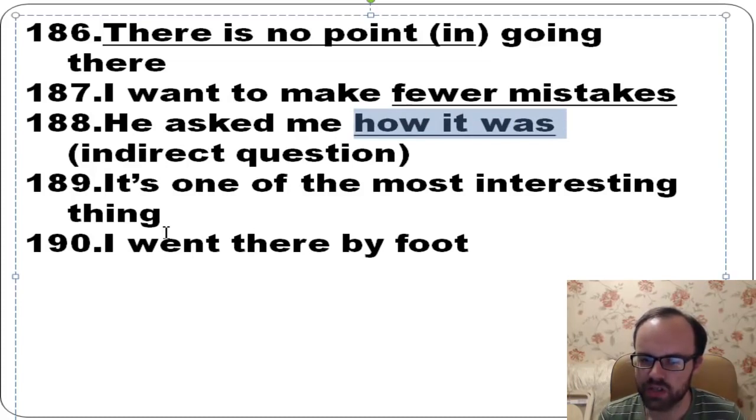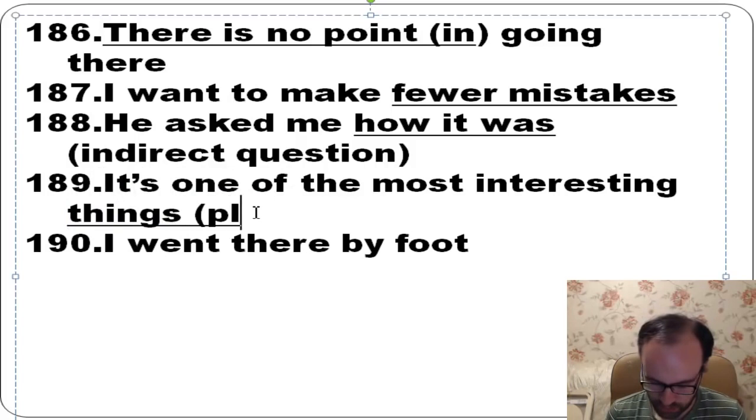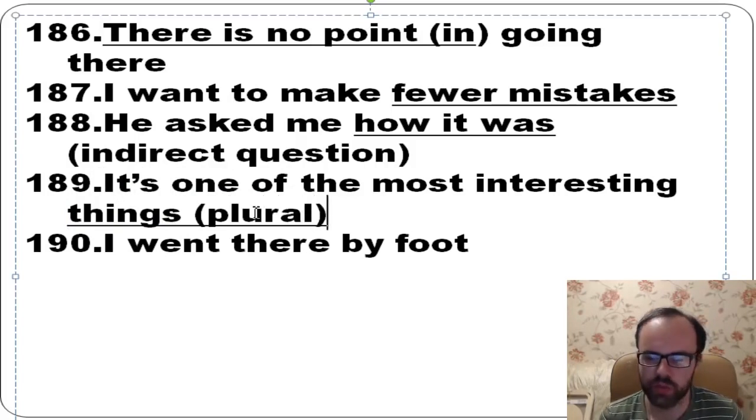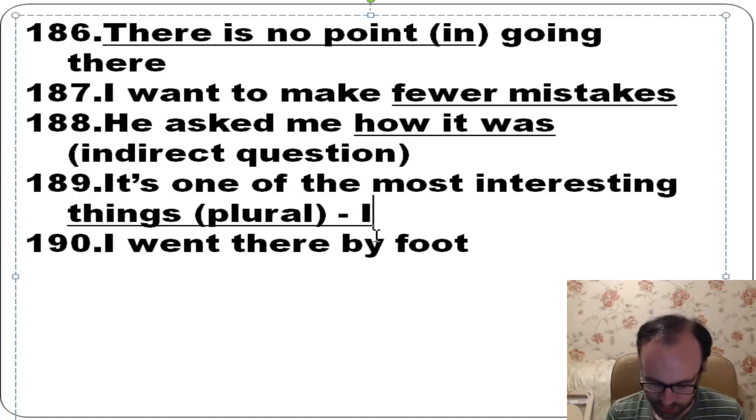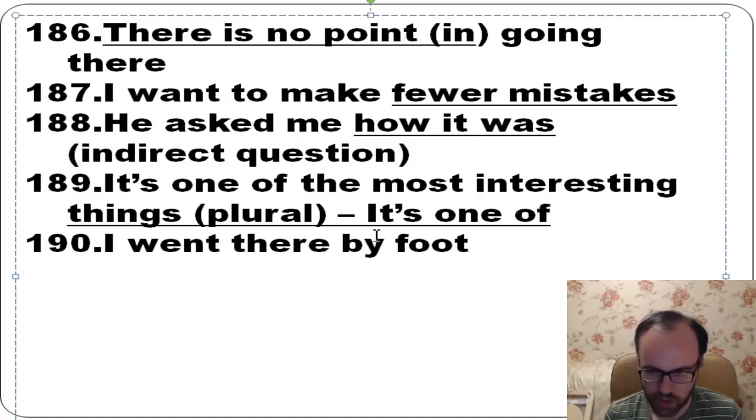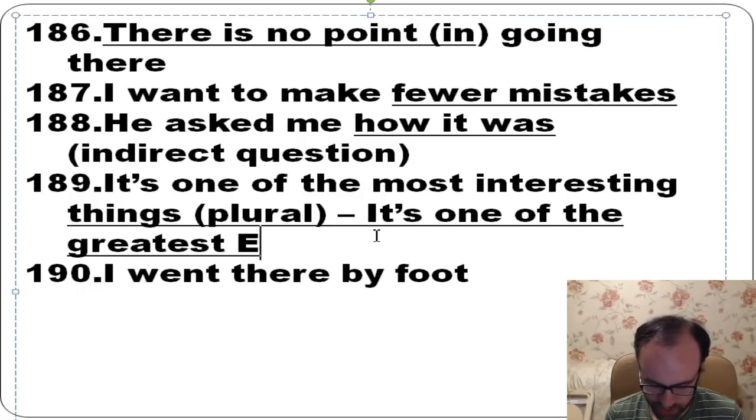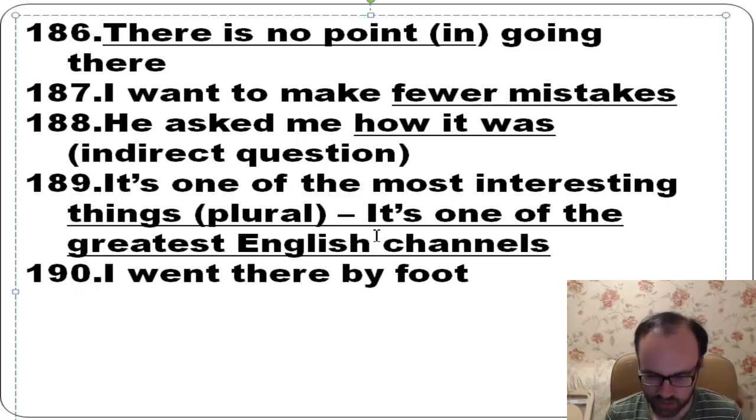It's one of the most interesting thing. I often, you know, hear this mistake. It's one of the most interesting things. So you need to use plural, so not one. So please don't forget to put s. Remember, it's one of the greatest English channels. I went there by foot.